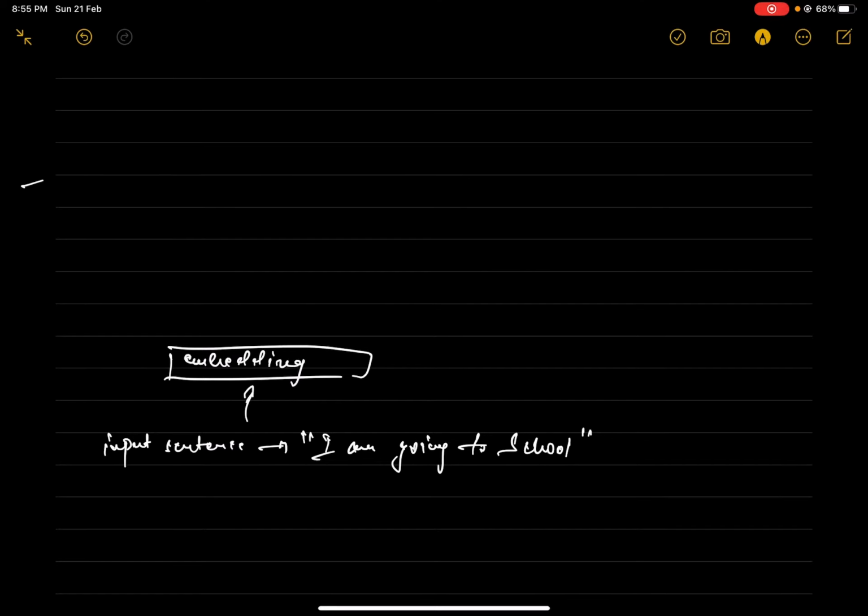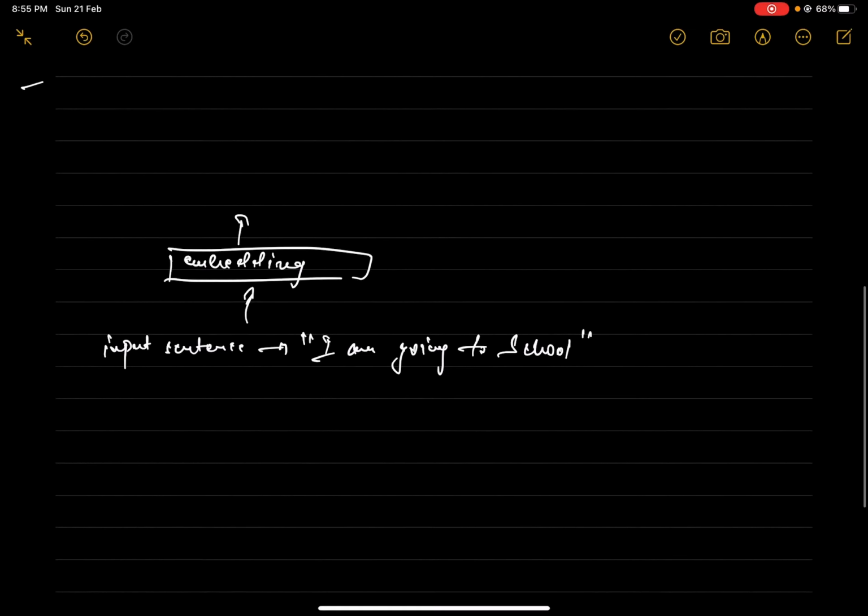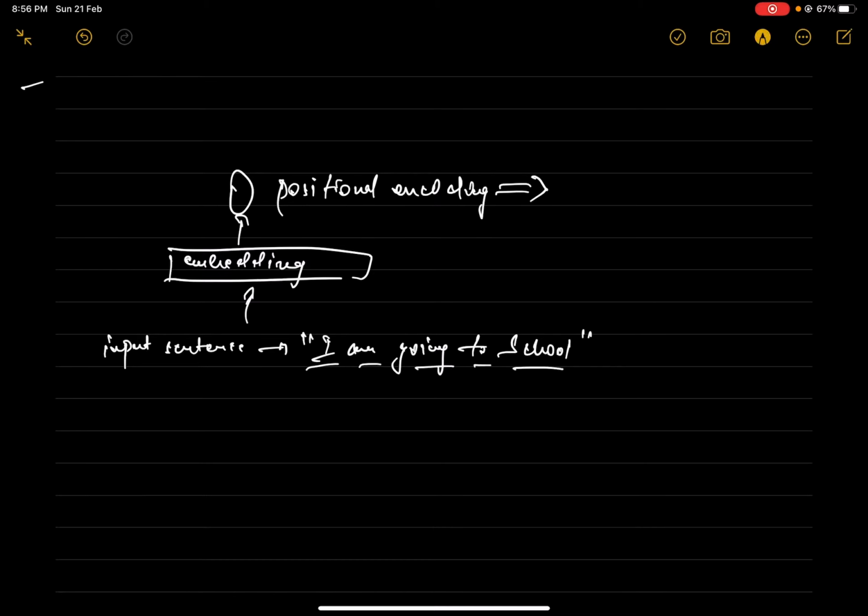I don't need to explain what an embedding layer is. Then it goes through a positional encoding block. So what is a positional encoding block? Remember when we used to use RNNs or bi-RNNs or LSTMs, what happened was we used to feed each and every word one after the other. First, we used to feed I, then am, then going, then to, then school. But over here in the transformers, we feed the whole sentence altogether.